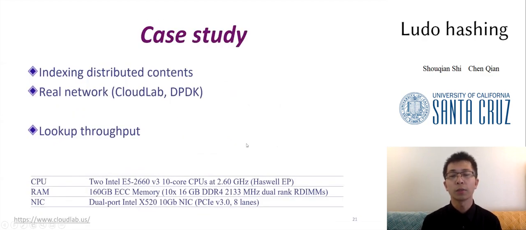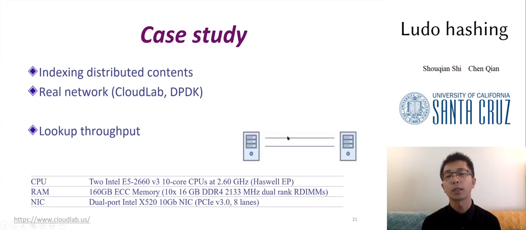We also evaluate the lookup throughput of Ludo in a case study for indexing distributed contents. Experiments are carried out in a real network on CloudLab with Intel DPDK enabled. The experiments use two machines, both with two Xeon E5 CPUs, 160 GB RAM, and a dual-port 10 gigabit per second NIC, which supports up to 20 gigabit per second bandwidth. The two machines are connected back-to-back via a 20 gigabit OpenFlow switch in layer 2.